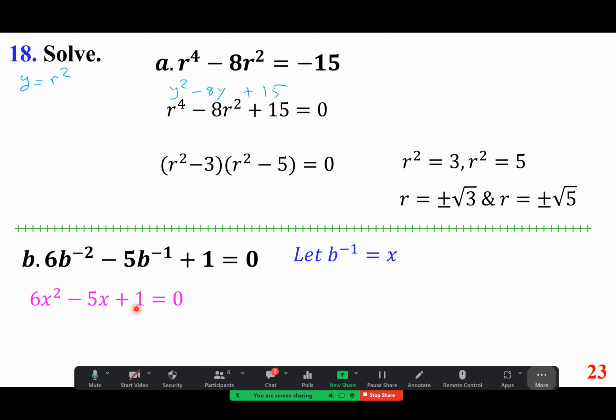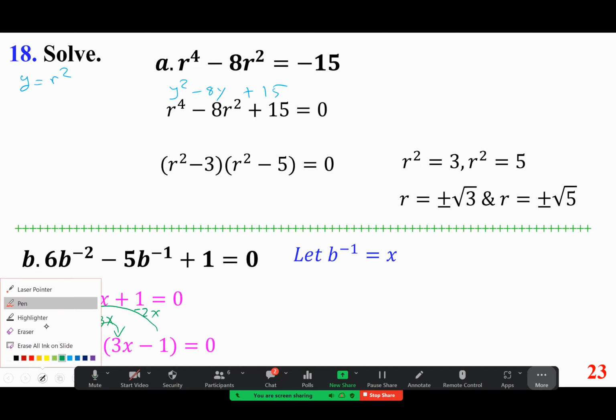Because 1 is just a product of 1 and 1, both of them positive or negative. 6 is either 1 times 6 or 2 times 3. And this will do the job because of the middle term. Again, this is minus 3x. This is minus 2x. They do add up to the middle term of minus 5x. And x is either 1/2, because 2x minus 1 is 0, that means x equals 1/2. And this means x equals 1/3.